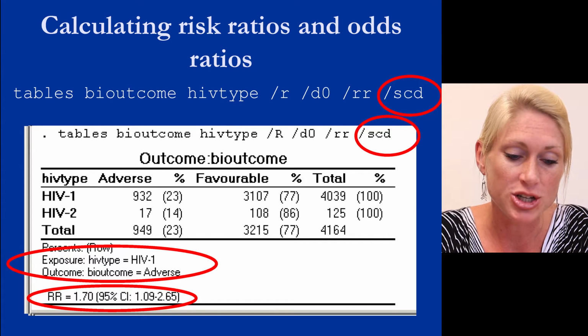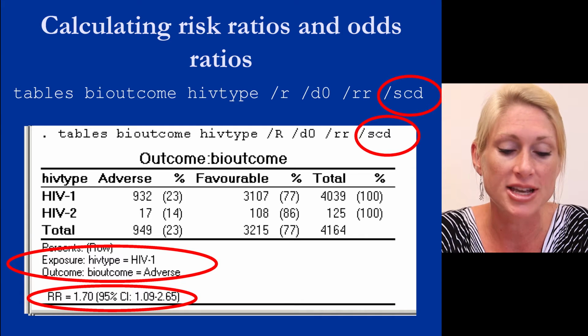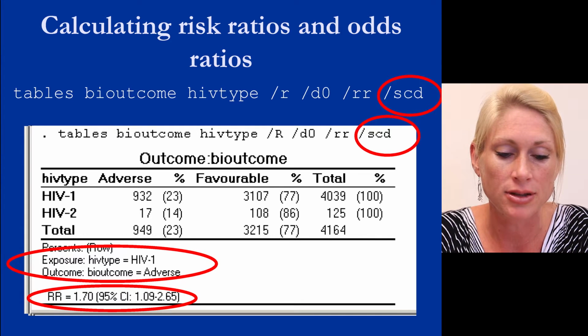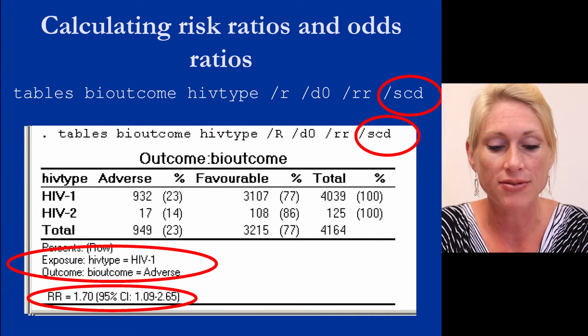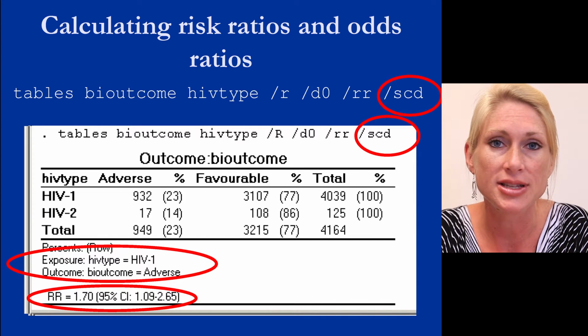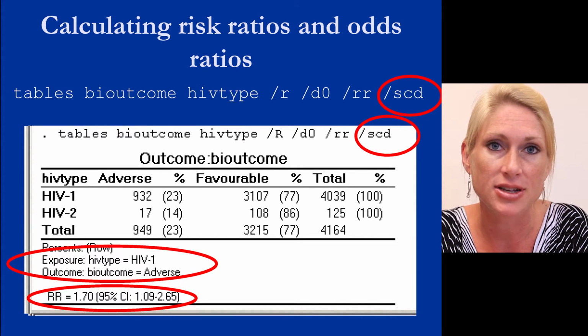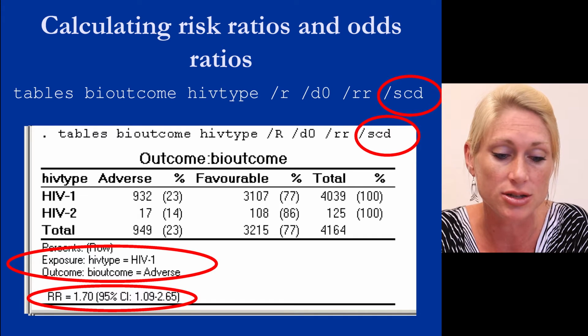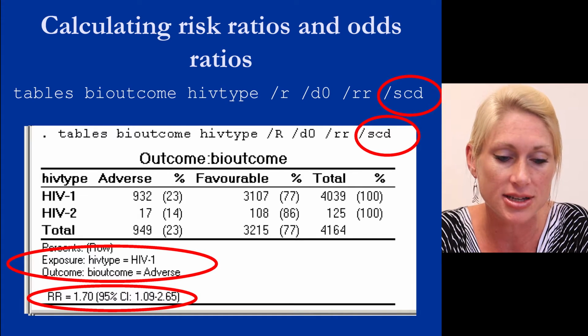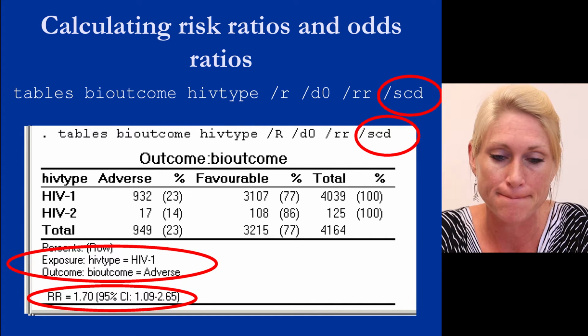If we look at the risk ratio now, we see it's a risk ratio greater than 1, 1.7, and that tells us that HIV-1 patients have 1.7 times the risk of an adverse outcome compared to HIV-2 patients, or 70% higher risk of an adverse outcome compared to HIV-2 patients.